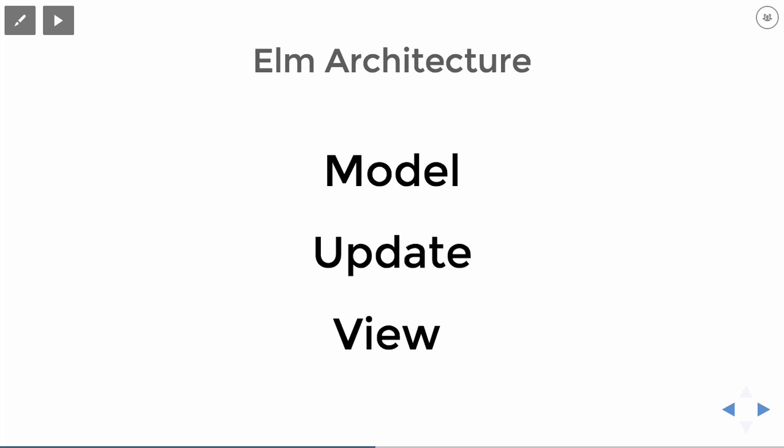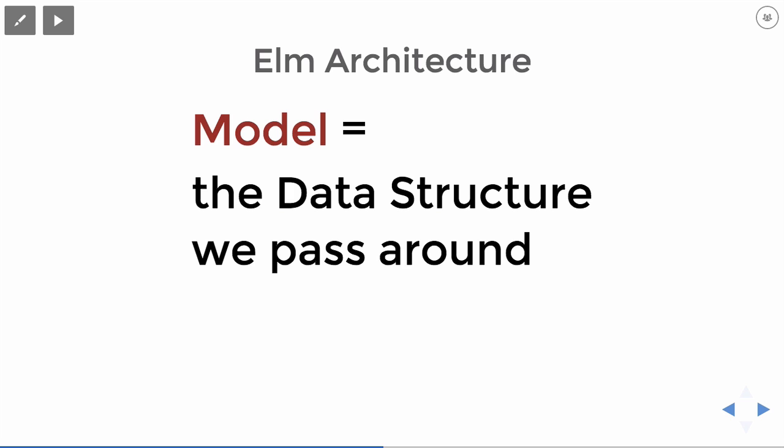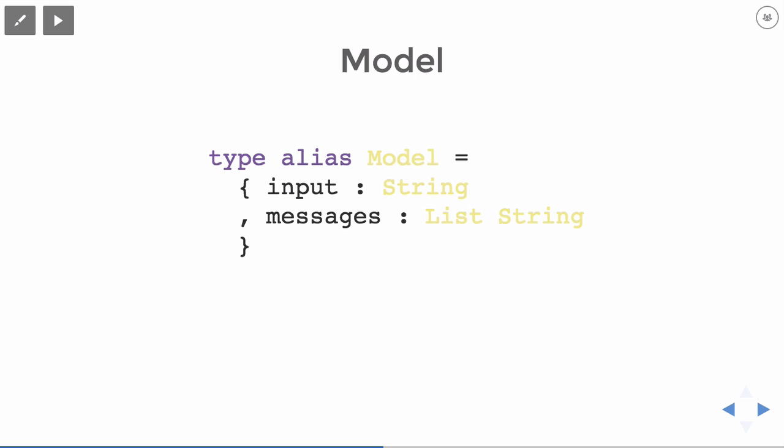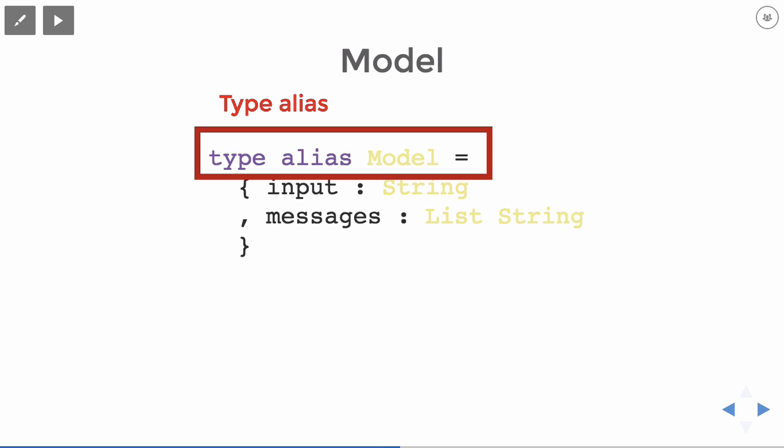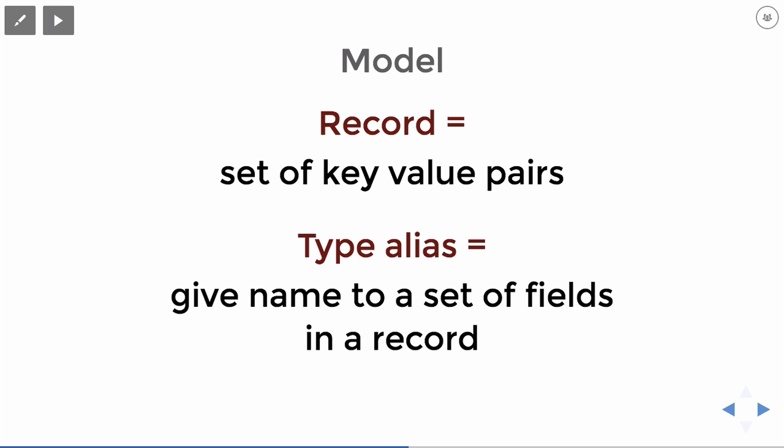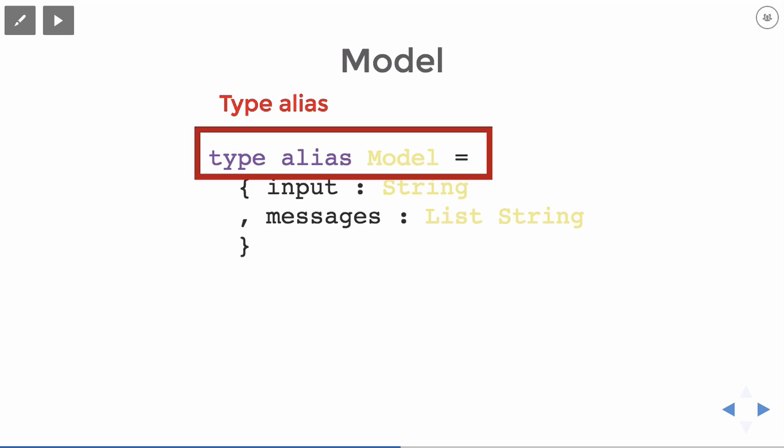So it's broken up in model, update, and view. The model is the data structure we pass around. As we saw before, it can be union types, it can be records. This is a record. A record, as you see, is a set of key value pairs, pretty much like a JavaScript object. But if you give it a type alias, that set of keys and values and value types will always type check to the type alias you gave it, so it's very convenient. You know when you're using it that you're using it correctly.